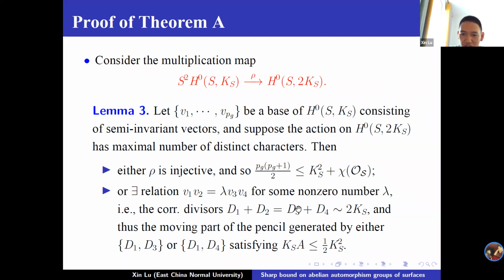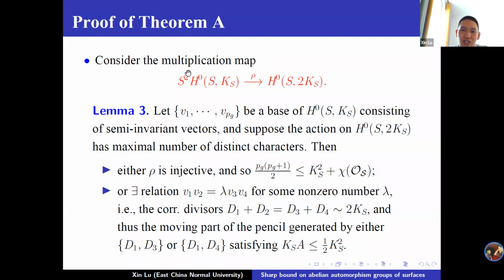So either D1, D4 have some common part, or the moving part of D1, D3 should be small. I mean, their fixed part is large, or the fixed part of D1, D4 is large. Then the moving part of D1, D4 is smaller, because this is the equality for two divisors, not just linear equivalence. This is just the equality.